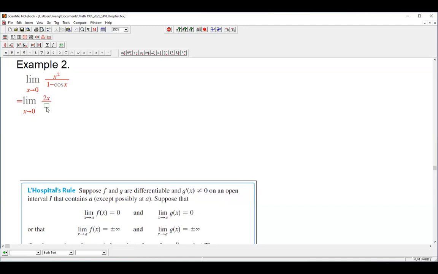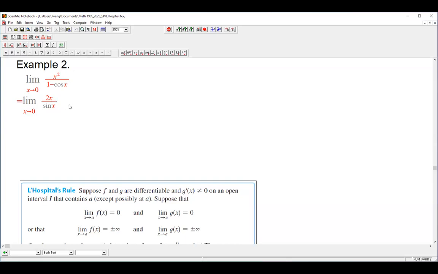So we have 2x on the top. In the denominator, the derivative of 1 is 0. The derivative of negative cosine x is going to be sine x. Okay. Now, what can we do?